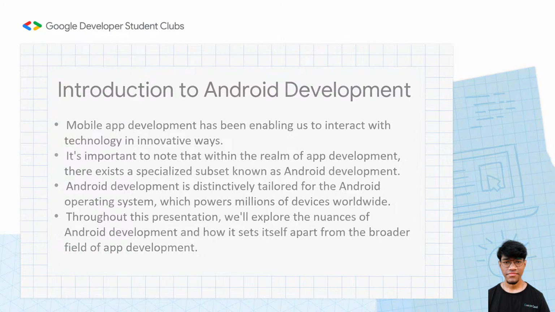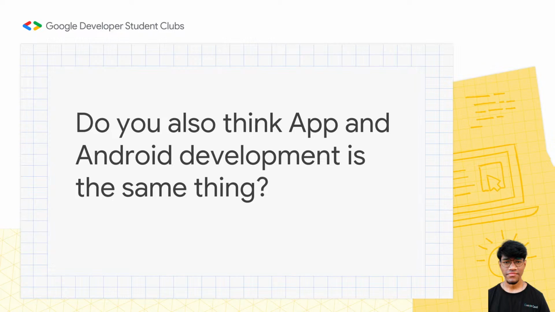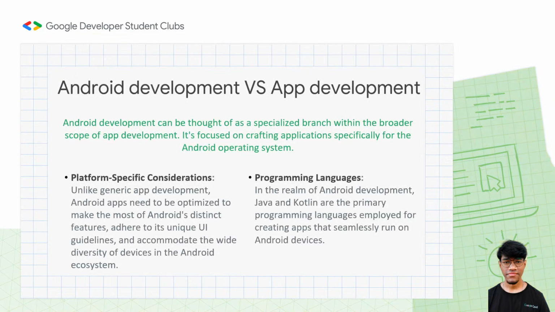From the next slide you can see that most people think that app development and Android development are the same thing. But let me clear your misconceptions about that. Android development is specifically app development designed for Android, which should be optimized and have unique UI guidelines so that it can accommodate most Android devices and perform fluently in the Android ecosystem.